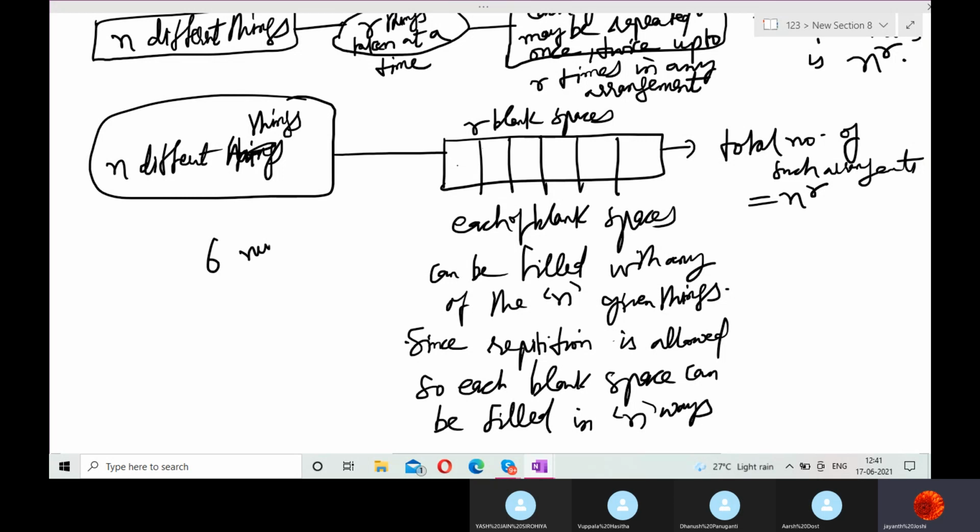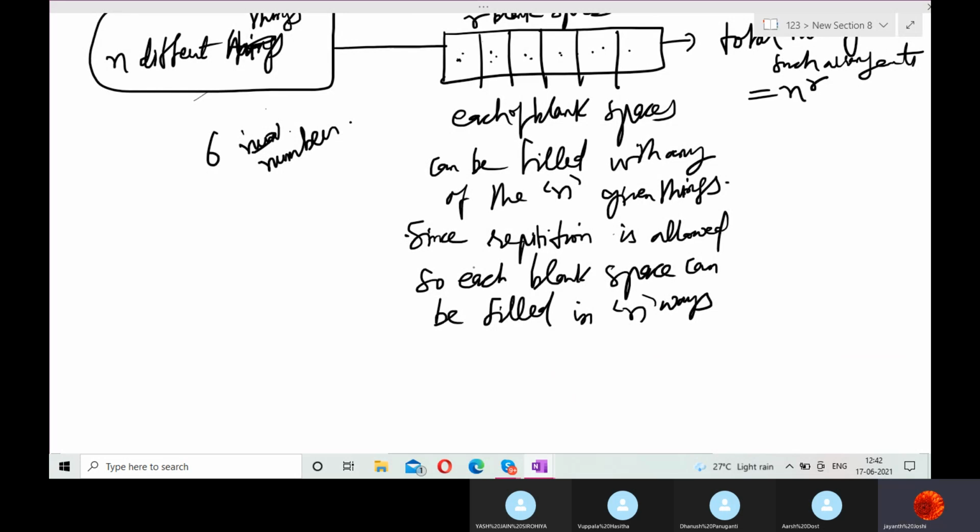Suppose you have 6 numbers. So you can take each number here, correct? So how many numbers are there? 6 numbers. And how many blank spaces you can see? 1, 2, 3, 4, 5, 6. 6 power 6. That means each blank space can be filled with any of n given things. So I can fill this particular column with 6 numbers, this particular column with 6 numbers, this particular column with 6 numbers. Okay. So now take this question and tell me the answer of this.